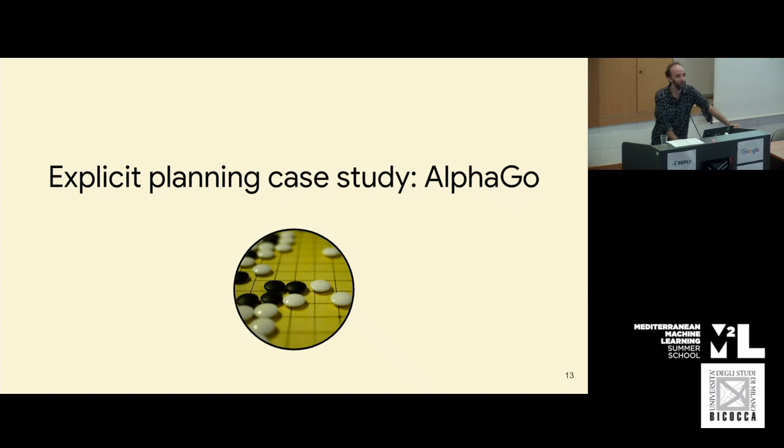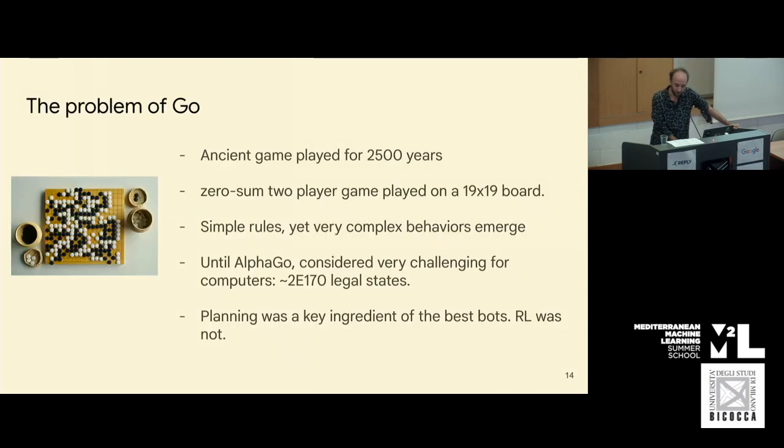All right, now we're gonna go through our first case study, which is AlphaGo. So as you probably know, Go is an ancient game. It's been played for over 2,000 years. It's a zero-sum, two-player game. Zero-sum means that if one player wins, the other loses. And it's played on a 19 by 19 board and has, I would say, quite simple rules. It doesn't take long for someone to learn the rules of Go, but yet, in spite of the simplicity of the rules, extremely complex patterns emerge when you play Go and you learn to play it well, which is why you can learn to play Go for your entire life and still learn new things.